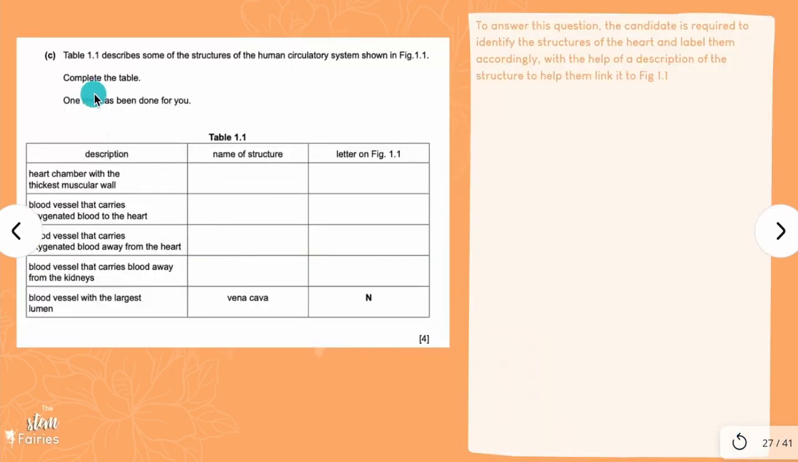Question C says, Table 1.1 describes some of the structures of the human circulatory system shown in figure 1.1. Complete the table, 1 row has been done for you.